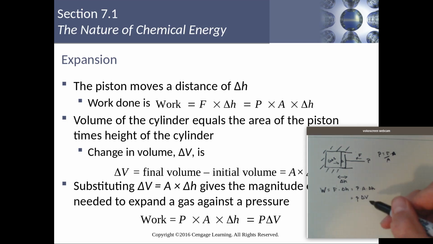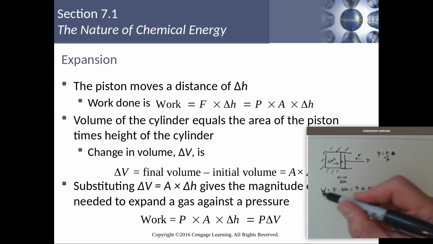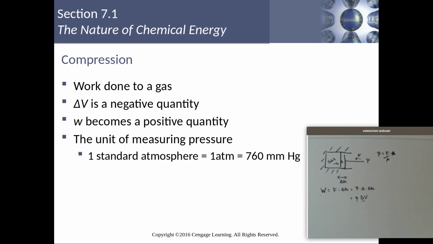Now again, this is the work done, and the question is: is this the work done on the system or the work done by the system? This is the case of the work done on the system. So this is the definition of work. I have a change in the volume, and this is now the work done to the gas. In this case, if I compress, V final is less than V initial, which implies that delta V is less than 0. It's a negative quantity. W is a positive quantity.